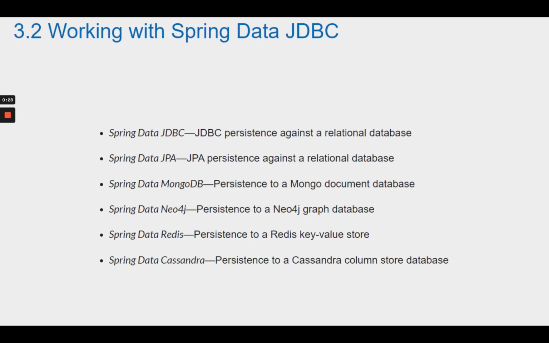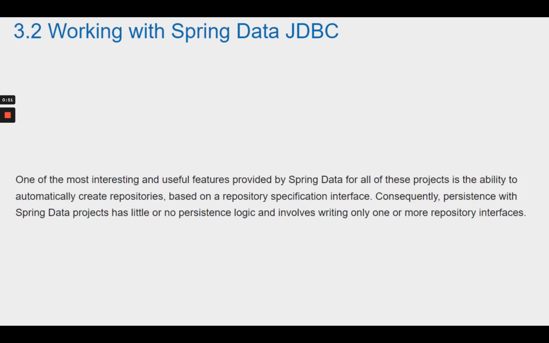Spring Data MongoDB, persistence to a Mongo document database. Spring Data Neo4j, persistence to a Neo4j graph database. Spring Data Redis, persistence to a Redis key-value store. Spring Data Cassandra, persistence to a Cassandra column store database.